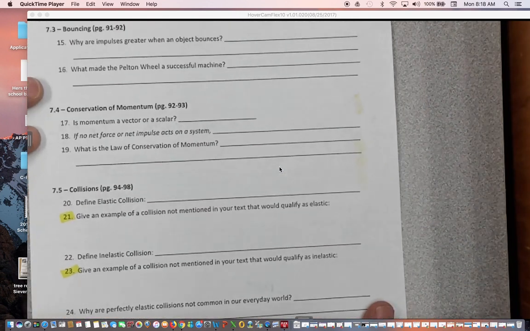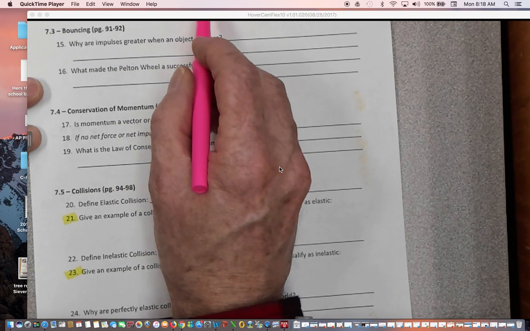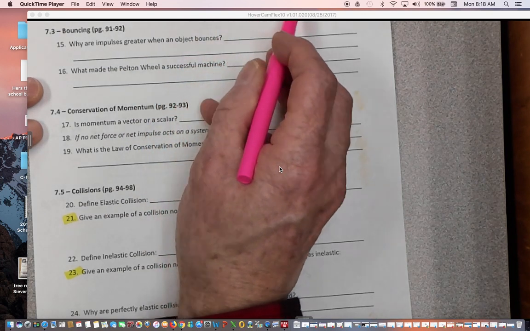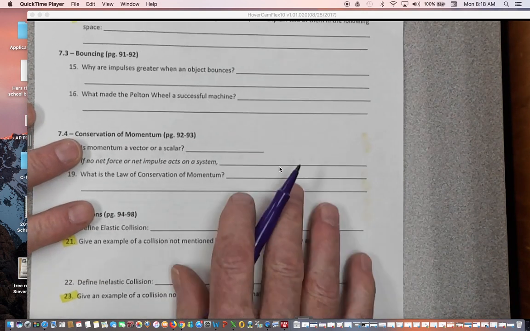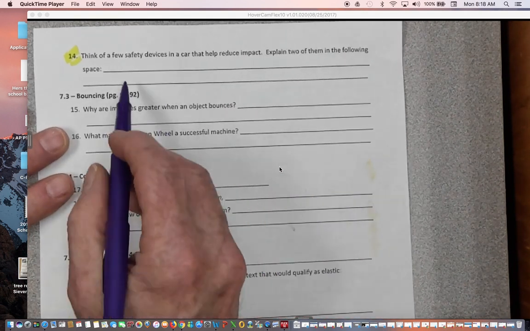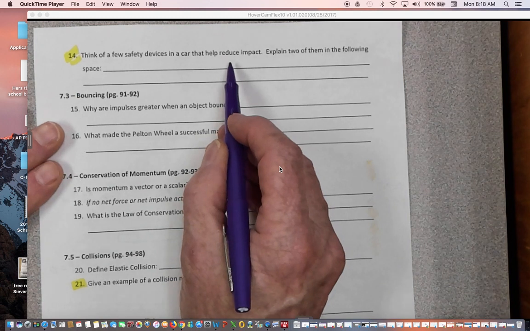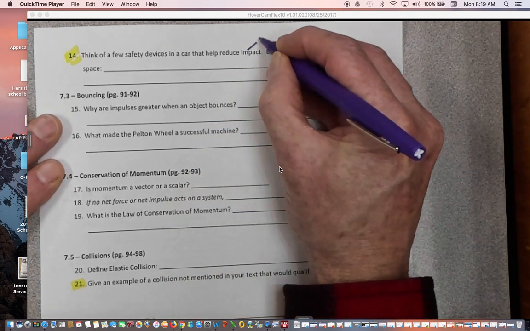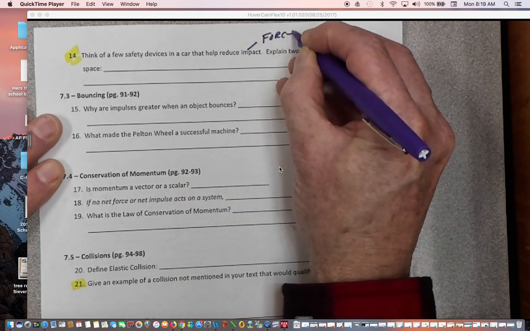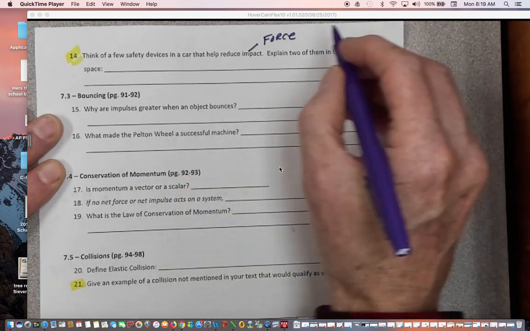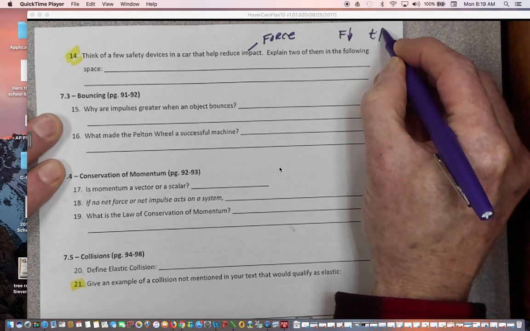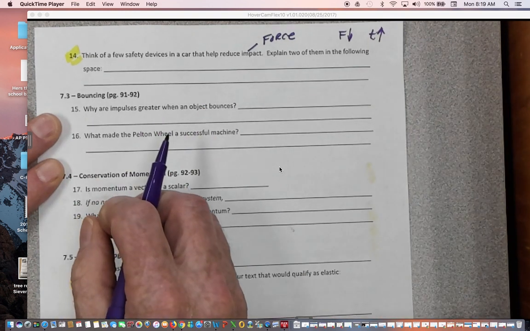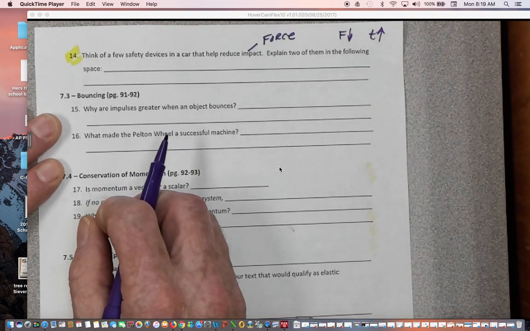Switching over, think of a few safety devices in a car that can help reduce impact. Explain two of them in the following space. Impact is the force, so put the word force here. We want to decrease force. We want force to go down, which means time has to go up. During a collision, you want to stop over a long time.